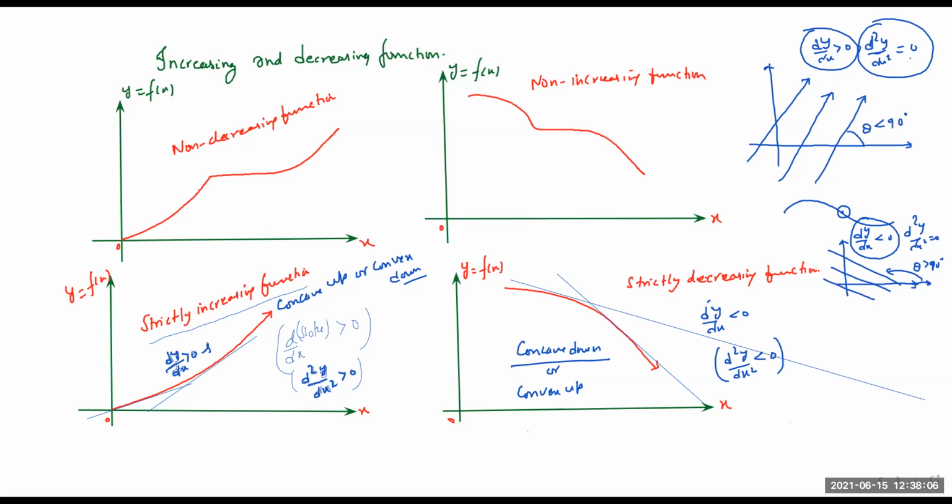Can you tell what exactly is d square y by dx square? Okay, that is called the slope of slope. First of all, you need to understand the first derivative is slope, right? The second derivative is how the slope is changing.